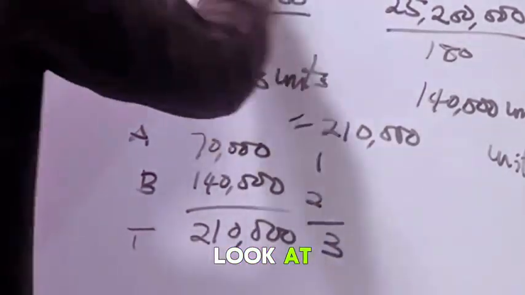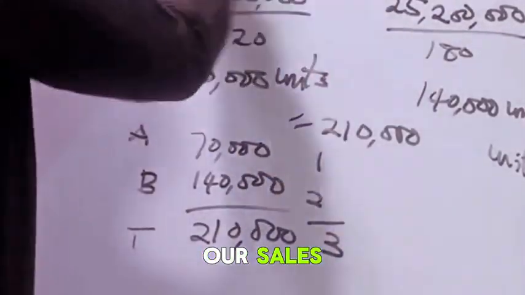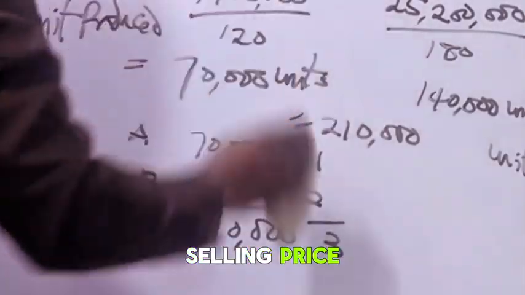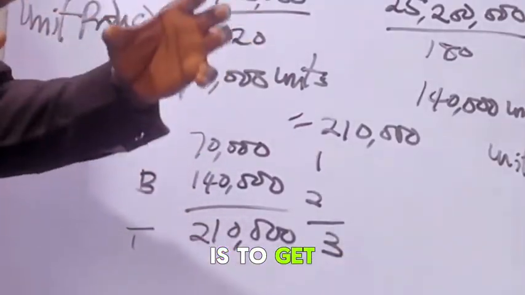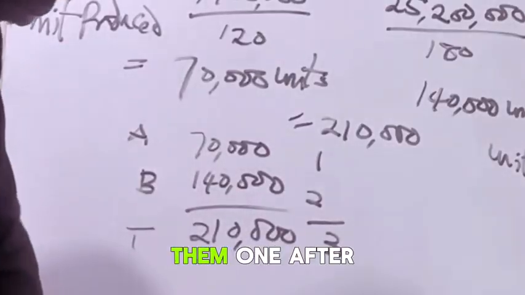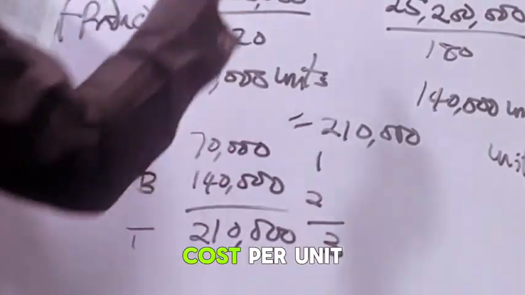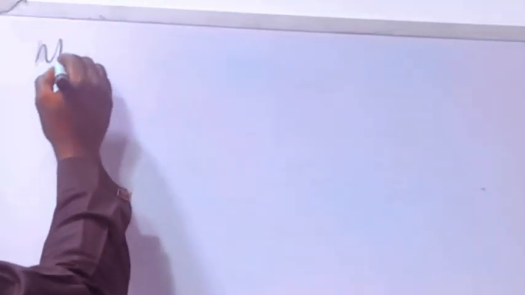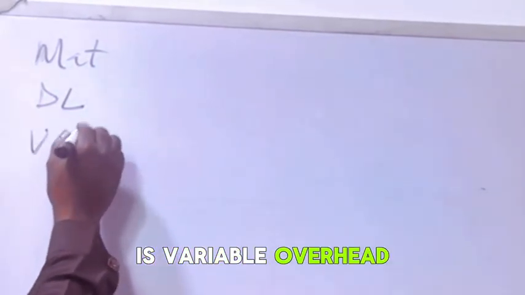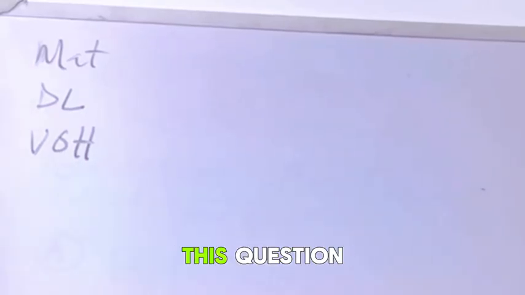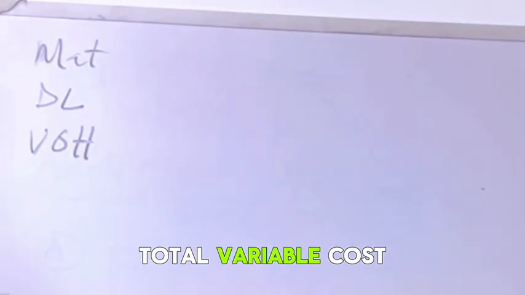Good. Now let's continue. Let's look at, we know our sales. We know our selling price. We have gotten the units produced. So now what we're trying to do is to get the variable cost per unit. So let's do them one after the other. Now the variable cost per unit is made up of materials. The next one is direct labor. The next one is variable overhead. This is what makes up, from this question, the total variable cost. So we're going to get the total variable cost.